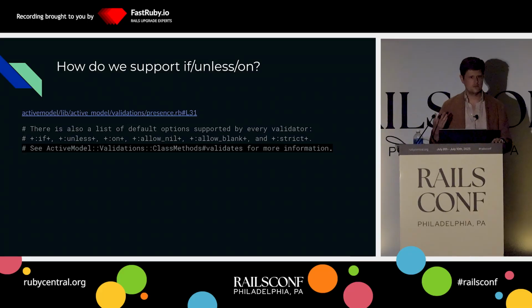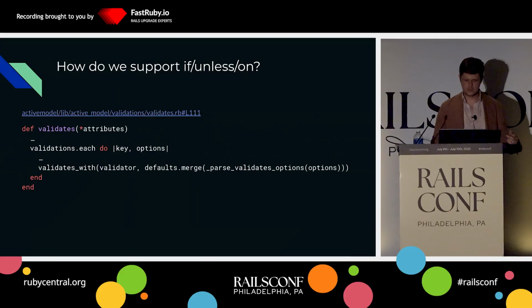Go to class methods, validates. So if we pull up this method in the Rails source code, and this is the method that we're probably really familiar with from our ActiveRecord models. If we're ever doing a validates first name, comma, presence true, it's that validates method that we're looking at right here. And within validates, that then calls validates with, which we might know from running custom validators.